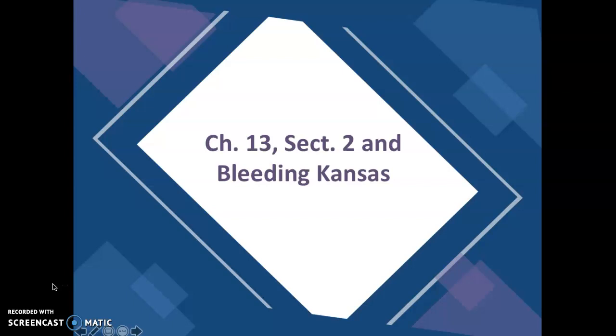We're going to be talking about some information that we need to know from section 2 in our textbook, and then I'm going to add some things from Bleeding Kansas to this from other sources. Since it's our own state, we want to talk a little bit about this as it's leading up to the start of the Civil War.